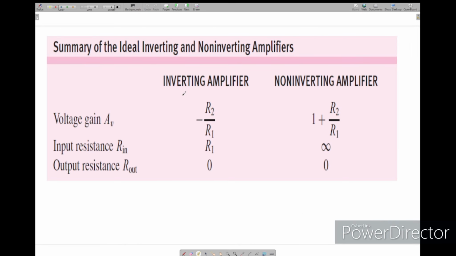This is the summary regarding inverting and non-inverting amplifiers. For the inverting amplifier, the closed loop gain is minus R2 divided by R1, the input resistance is R1, and the output resistance is 0 ohm. For the non-inverting amplifier, the closed loop gain is 1 plus R2 divided by R1, the input resistance is infinite, and the output resistance is 0. When we solve problems, we can use these two formulas directly.